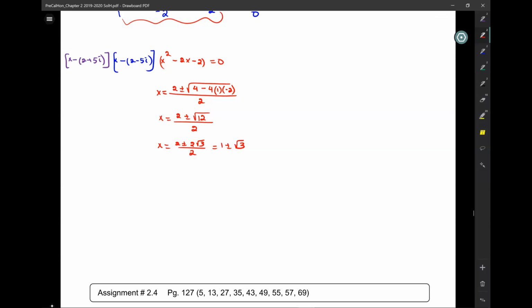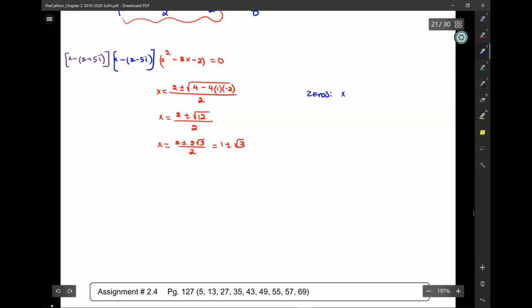So, the zeros are, okay, x equals 2 plus or minus 5i. X equals 1 plus or minus root 3. How many total zeros, guys? 2 and 2 makes 4. No rational zeros. 2 imaginary, 2 irrational, but that's totally cool.